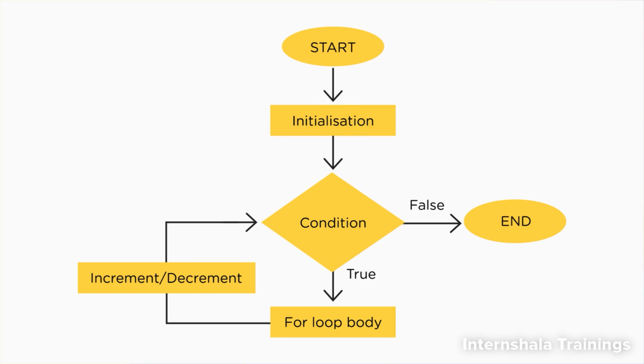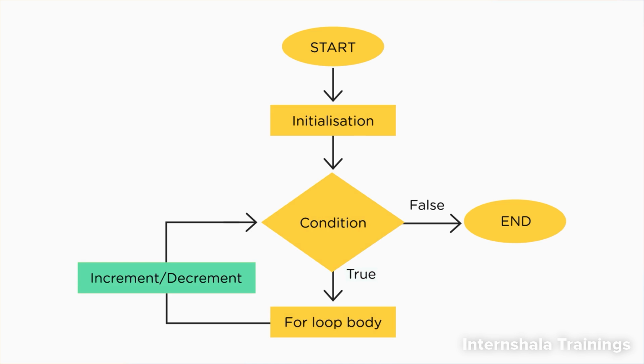This flowchart here sums up the process followed by a for loop. So as you can see here, we start with initialization, then the loop goes on to check the condition. If the condition is true, the statements inside the loop body are executed.